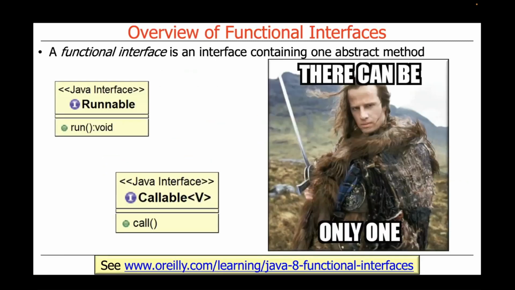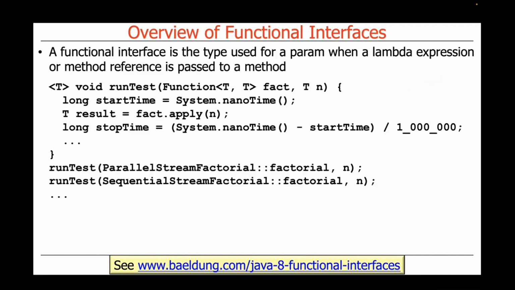Okay, so let's talk about what a functional interface is. A functional interface is an interface that contains one and only one abstract method. A good example would be the Runnable interface, which has one run method, or the Callable interface, which has one call method. There's only one method. There can be only one, much like the movie The Highlander. A functional interface is also the type used for a parameter when a lambda expression or a method reference is passed to a Java method.